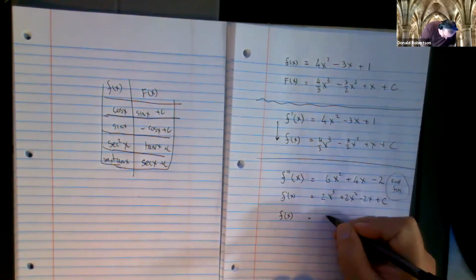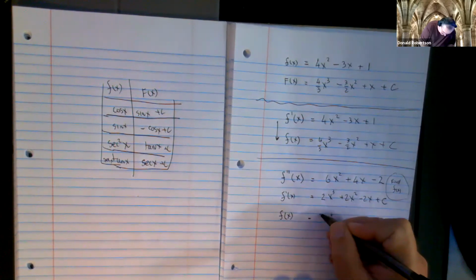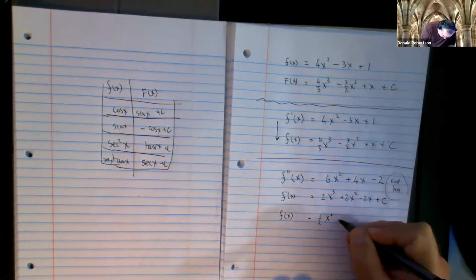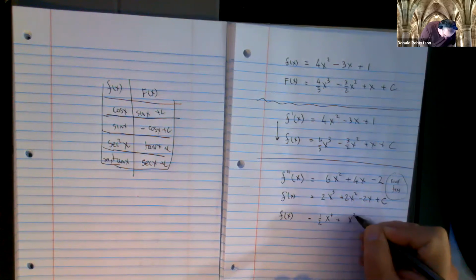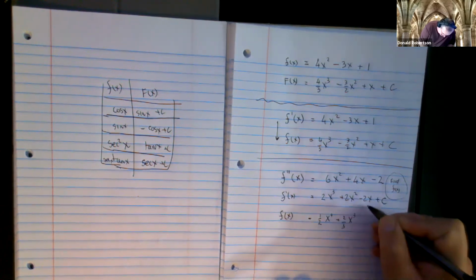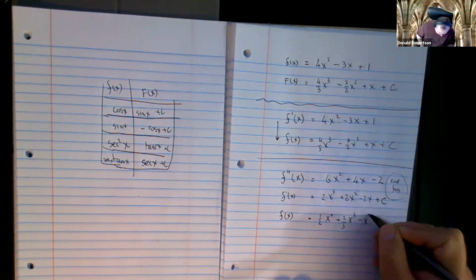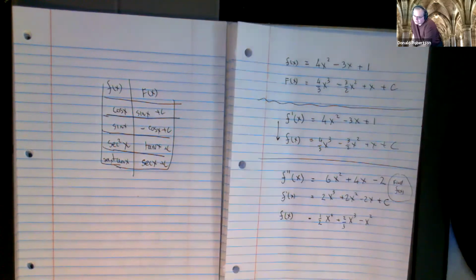Okay, add 1 to the power. Divide by the new power. Add 1 to the power. Divide by the new power. Add 1 to the power. Divide by the new power. Now it gets a little bit different, but just a little. What's the antiderivative of plus c?